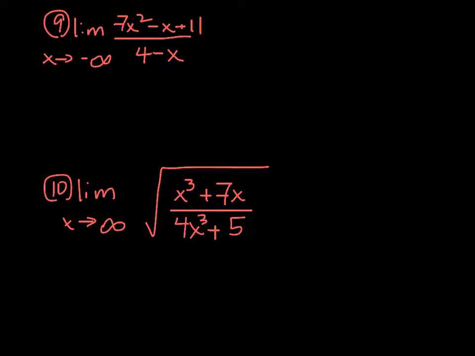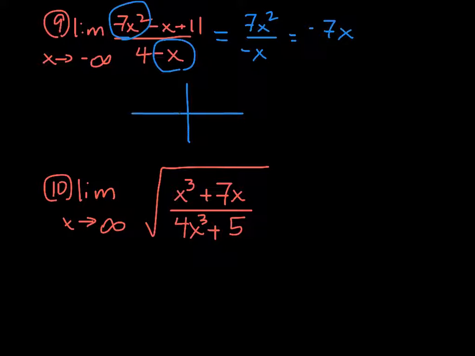All right, let's look at number 9. Okay, so we're going to do the same thing again. So number 9, I'm going to take the highest power in the numerator and the highest power in the denominator, and I'm going to reduce that. So that's 7x squared over negative x. So when I reduce that, that's negative 7x. All right, so that's not a number. So I want to draw a picture. Well, I know that negative 7x basically is a negative sloping line, and there's no y-intercept, so that means it goes straight through the origin like that.